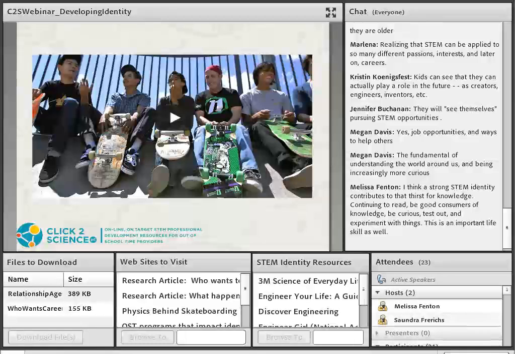And in his blog, he talks about how he brings those different aspects of his identity together. And we're going to be thinking about how we can use the things that he's learned as a physicist and as a skateboarder to help students develop their own sense of identity as the person who does science or engineering or math.